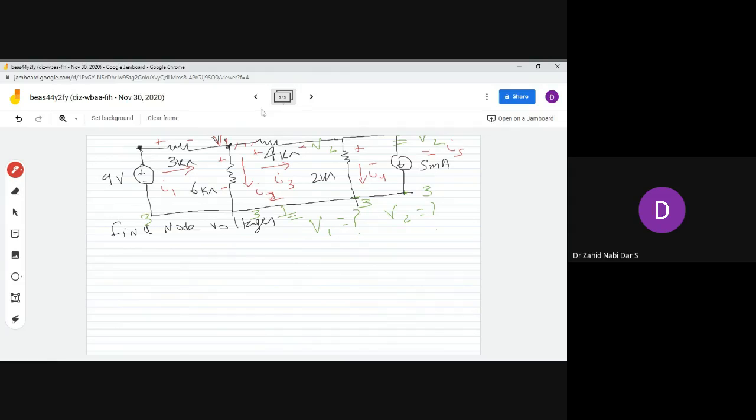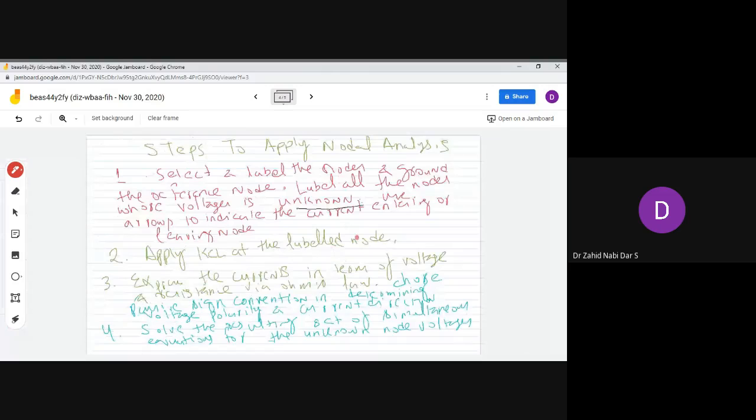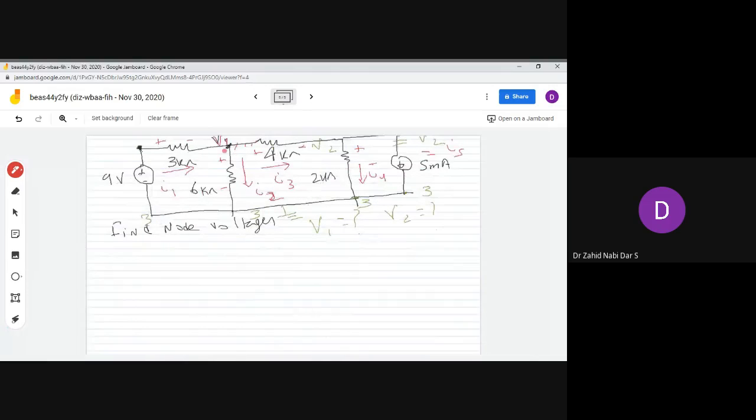now what I have to do is apply KCL at the labeled nodes. What are the labeled nodes? 1 and 2 are labeled nodes. So let's apply KCL at V1, that is at point 1. I see my current I1 is entering and I2 and I3 are leaving. So I can write I1 would be equal to I2 plus I3.